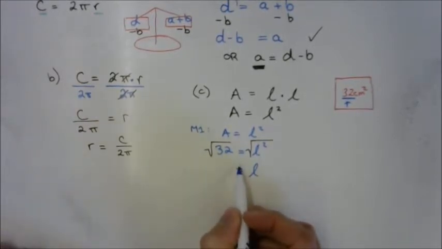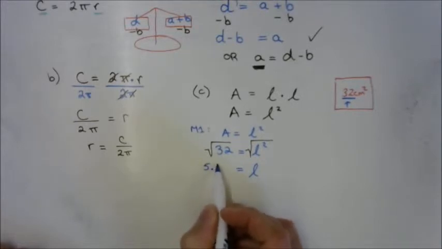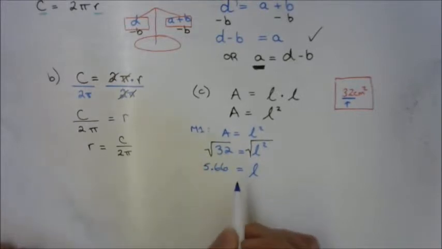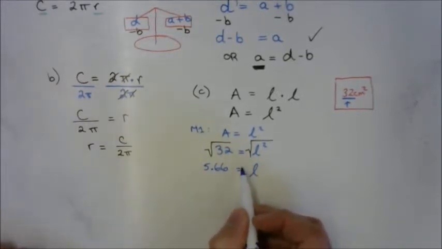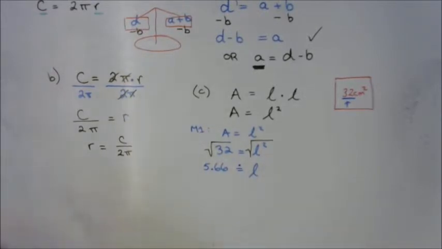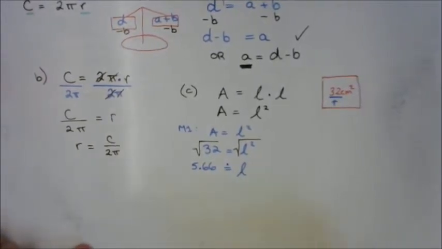It's 5.66 approximately. What's this little dot for? That means approximately. It's not exactly 5.66. It's 5.6, and so on.